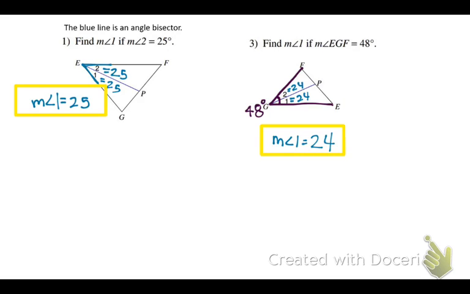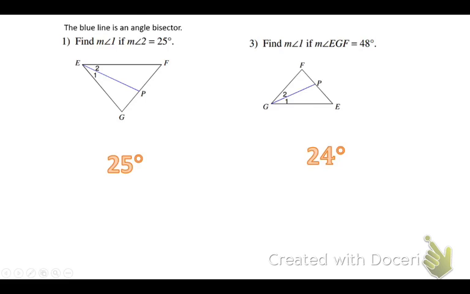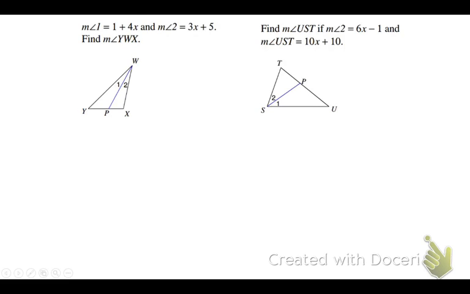All right, we got 2 more, and they are the hardest. This one, you might think equals 180. Have I mentioned 180? No mention of 180, so put that somewhere else. Let's think about this. We got the measure of angle 1 is 1 plus 4x. What's the measure of angle 2? 3x plus 5.